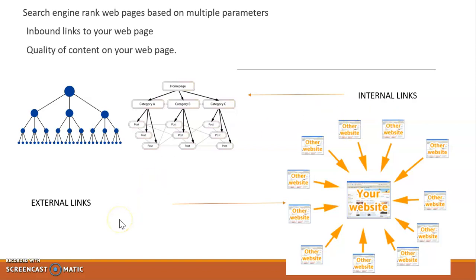And what happens in an external link? You have your own website, and if you link your website to any other website, or if you create any other website's link or page in your website, that is your external link. Google can also crawl another website, and from that website they can crawl your website.